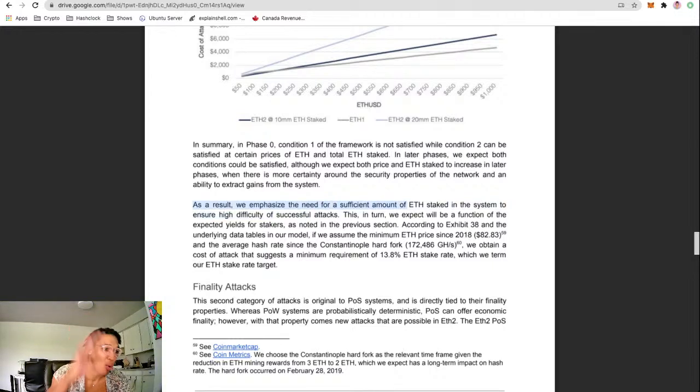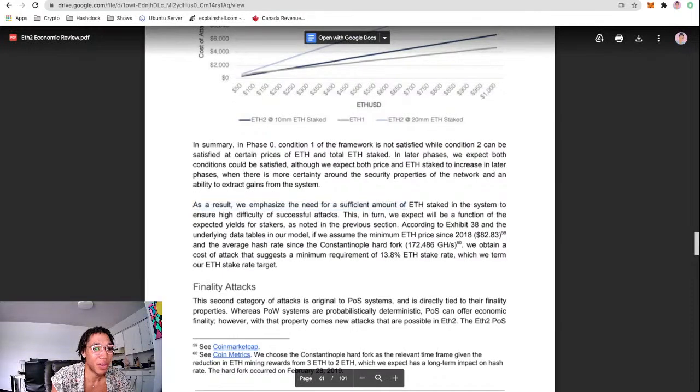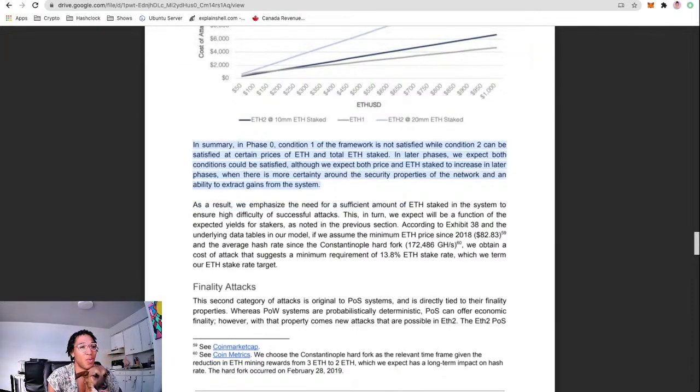So this is kind of like the point, right? This is kind of what we're getting down to, but the main idea is that, with a lot of ETH staked, a lot of these issues kind of aren't as big of a deal, and as the price of ETH goes up, a lot of the security issues aren't as big of a deal. So it shows that it's important to make sure the economics behind Ethereum 2 are viable. As a result, we realize the need for a sufficient amount of ETH staked. This, in turn, we expect will be a function of the expected yields for stakers.